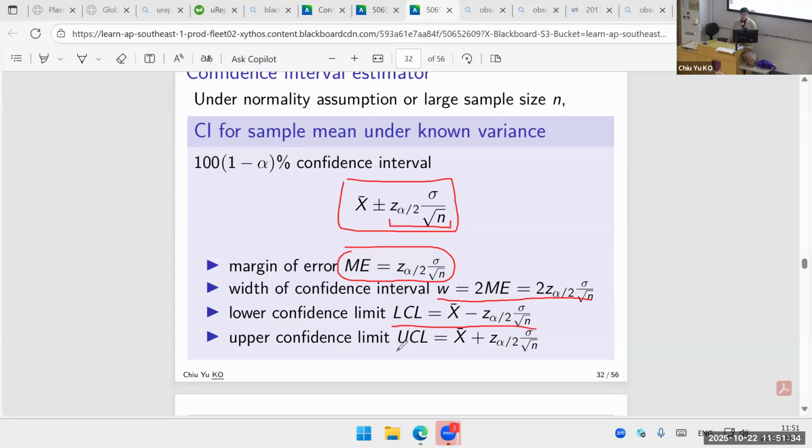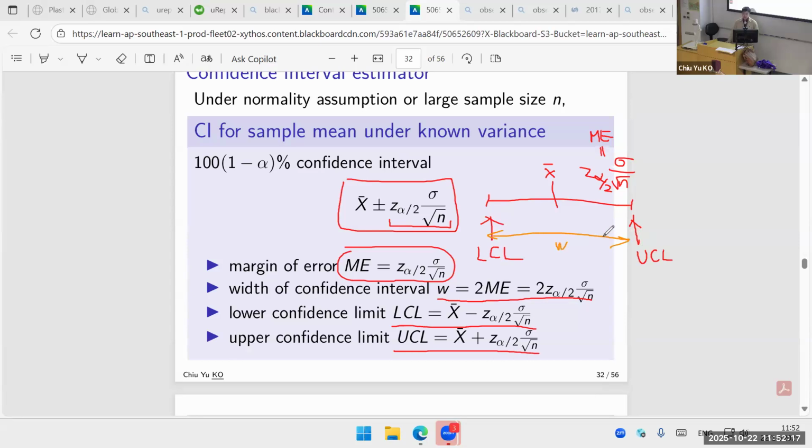And the lowest is called LCL, the largest UCL. So basically it's like this, right? Your X bar, you go left and right by z alpha over 2, sigma over root n, right? And this is known as the margin of error. Okay. And the higher value is called UCL. The lower value is called LCL. And this whole thing is called the width.